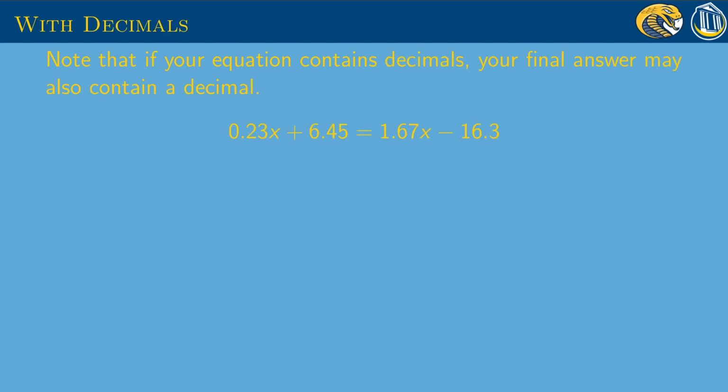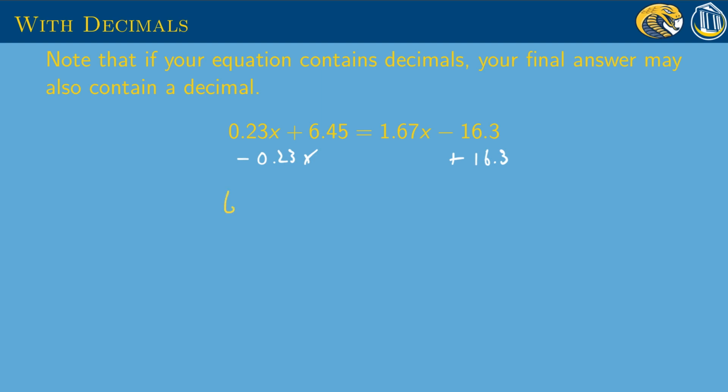Sometimes we're given decimals instead of fractions. In this case, we should continue to use decimals and write our final answer as a decimal. Once again, we could subtract all the terms with an x in them to bring them on the right. In this case, we would add the terms without a variable to bring them on the left. In this case, we might subtract 0.23x, and we might add 16.3 to both sides.